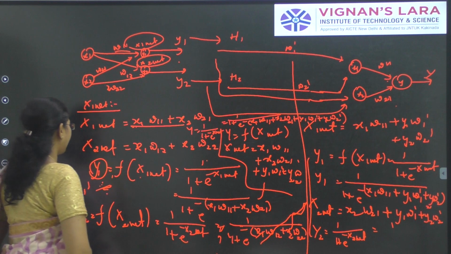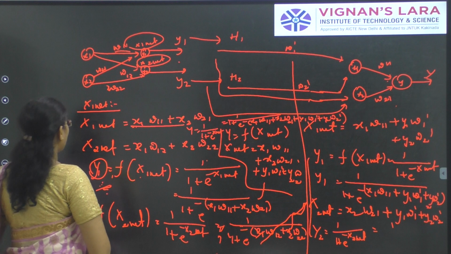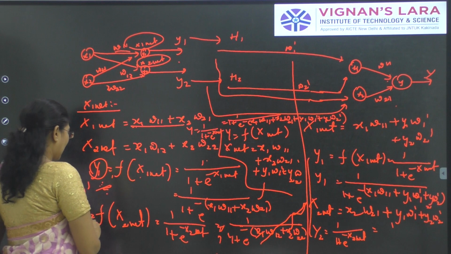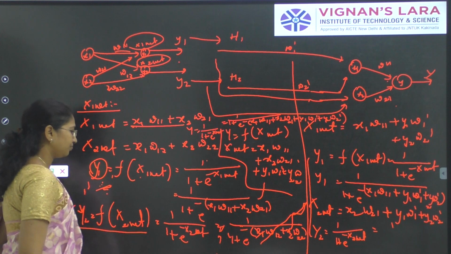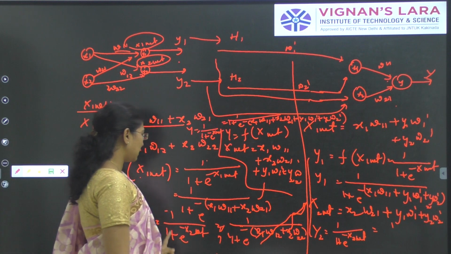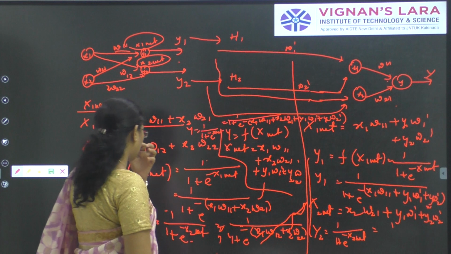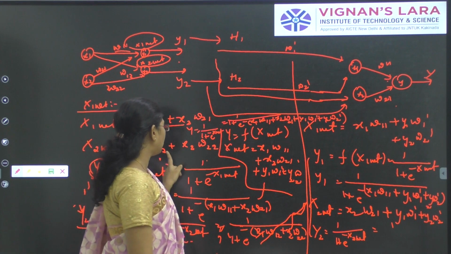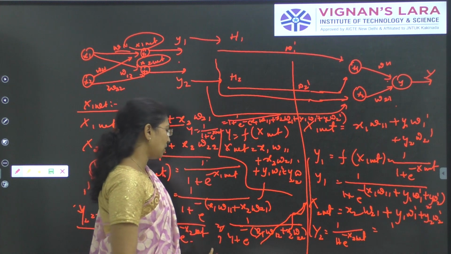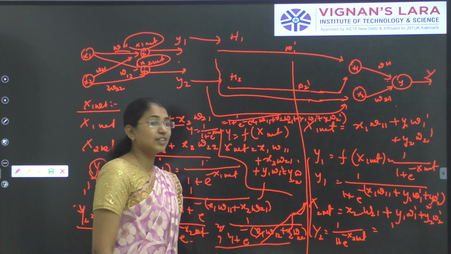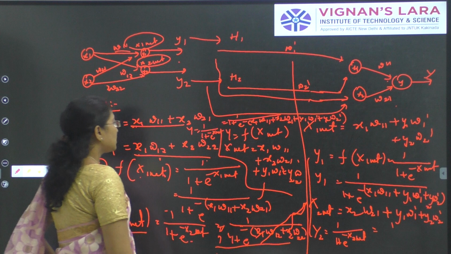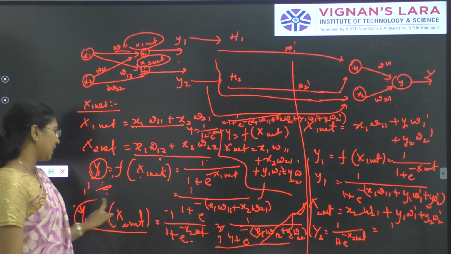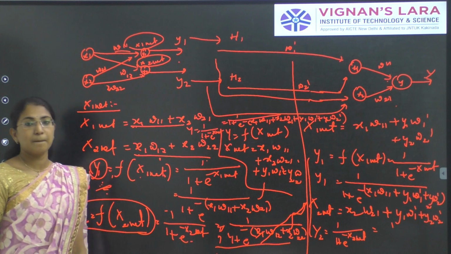You need to calculate the second output of the neural network. How will you calculate y2? F of x2 net, which is 1 by 1 plus e power minus x2 net. What is your x2 net? x1 W12 plus x2 W22. This is your x2 net, which is passed through the activation function. Then you will calculate the output y2.